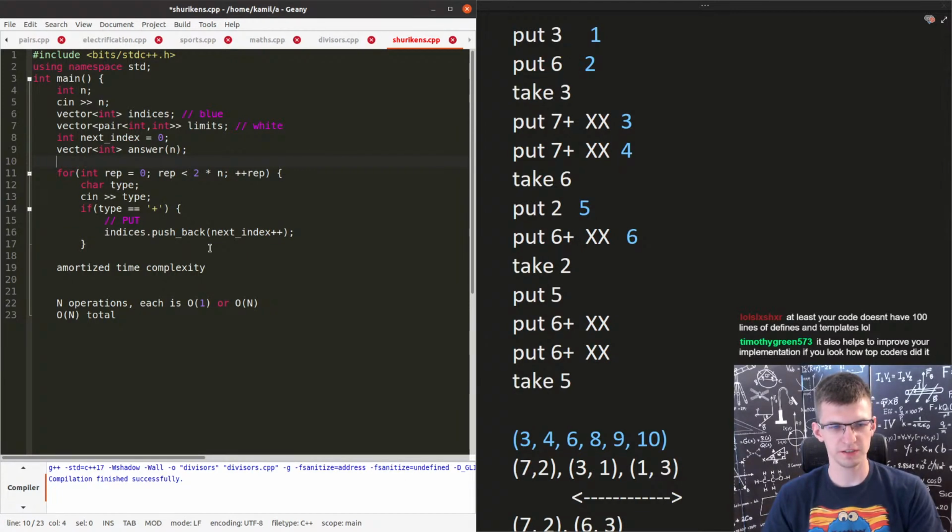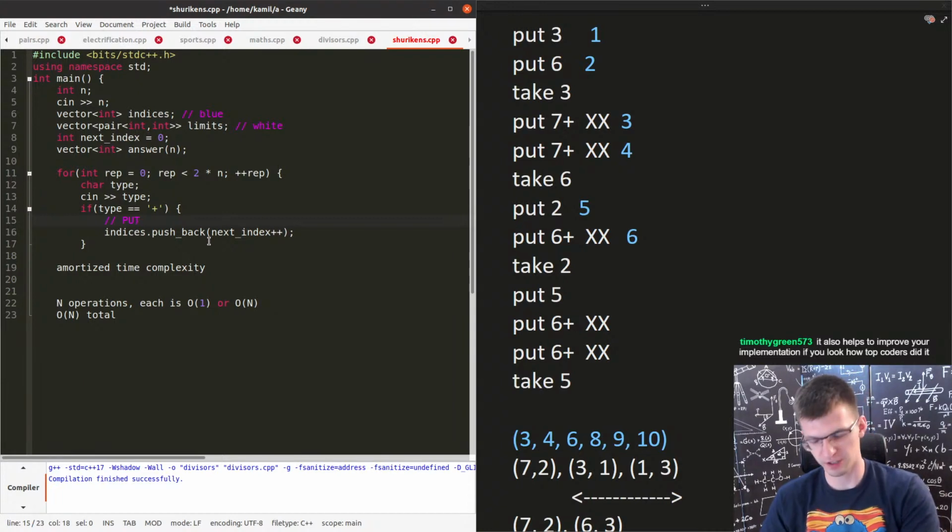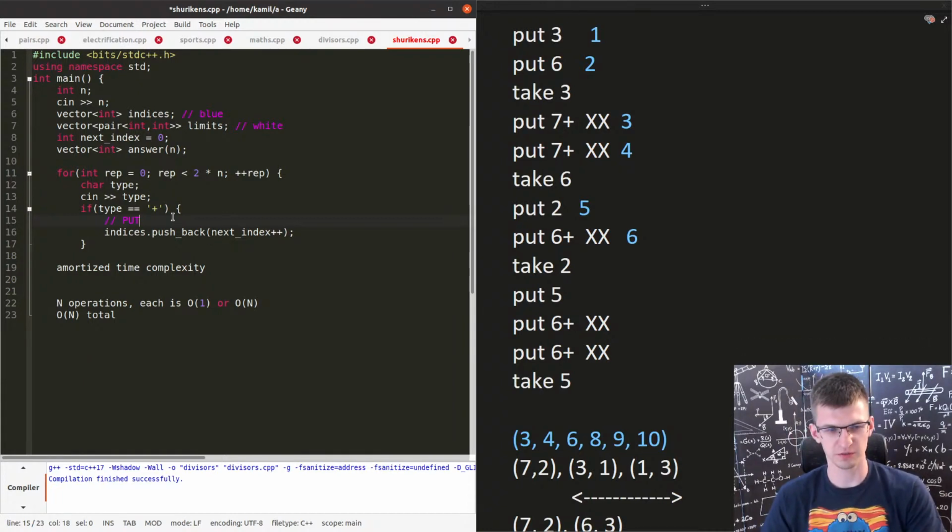100 lines of defense. Well, sometimes it has 30 lines of defense. Yeah, improving your implementation by looking how top coders do it. That's important too. So there are two aspects here: how to code in general and how they solve this particular problem.